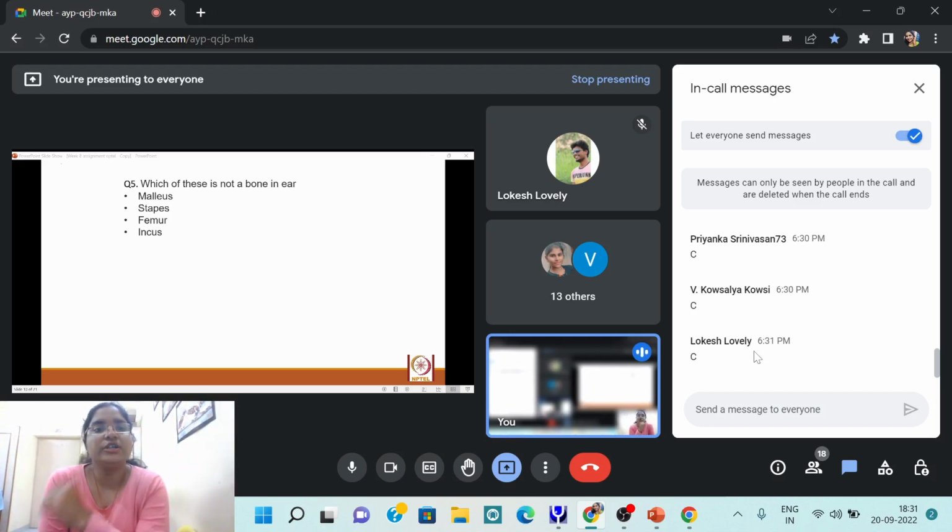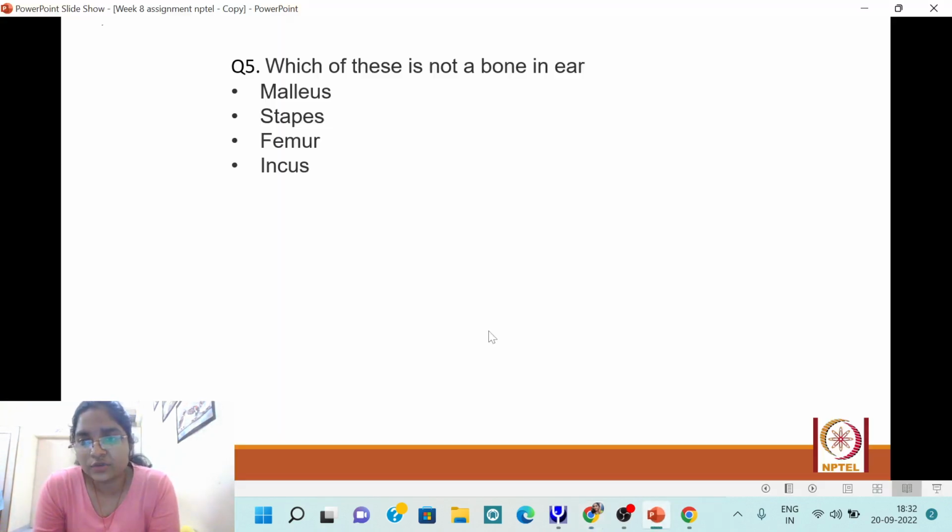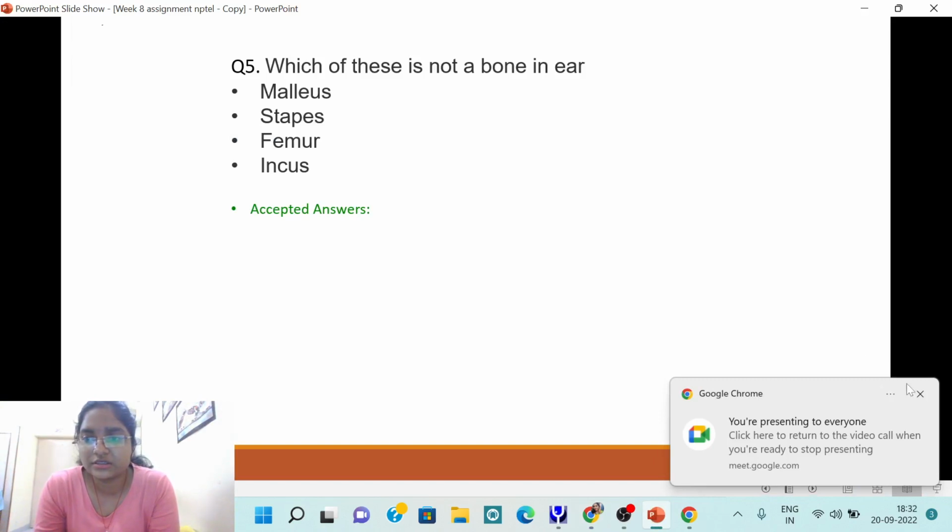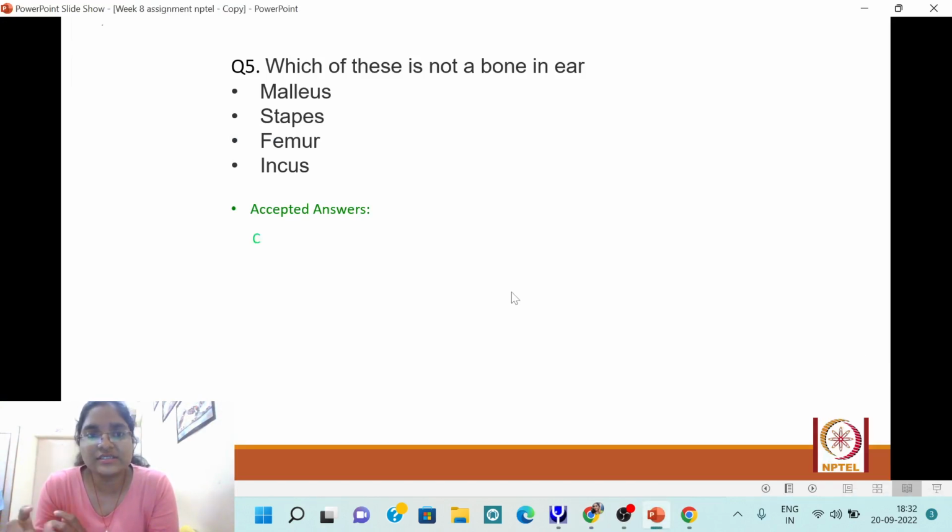Which of these is not a bone in the ear? Malleus, stapes, femur, incus. Okay, let's see what the correct answer is. The correct answer is C, femur. Obviously, malleus, stapes, and incus are all bones of the ear, and femur is not a bone in the ear.